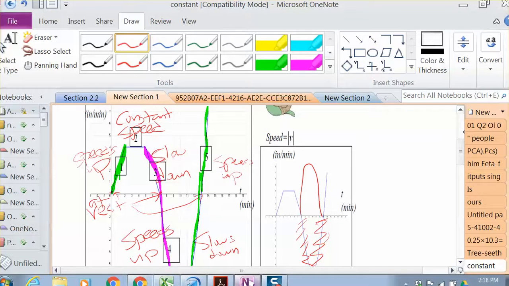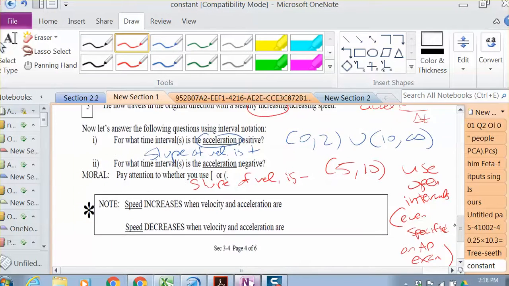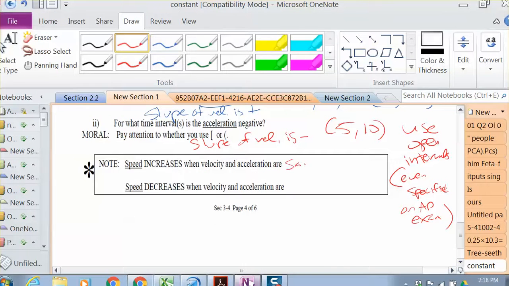Here's the deal. You're speeding up when the velocity and acceleration are the same sign. When velocity and acceleration are both positive, think if you're going forward with positive velocity, and your acceleration is also positive, it's pushing even faster in the forward direction. What if you're going backwards, so your velocity is negative, and your acceleration is also negative? Wouldn't the acceleration also be pushing you more in the negative direction? So if they're the same sign, you're speeding up.